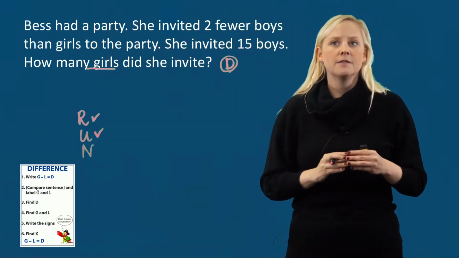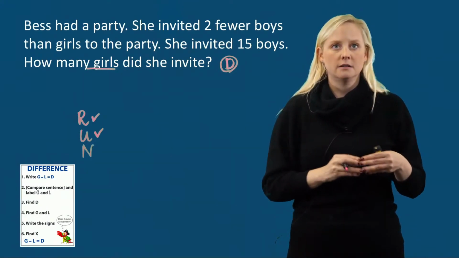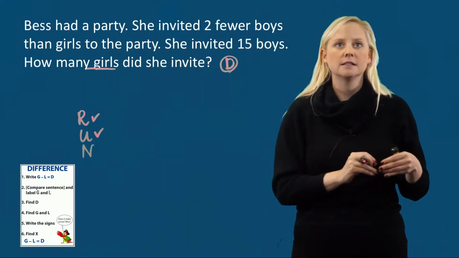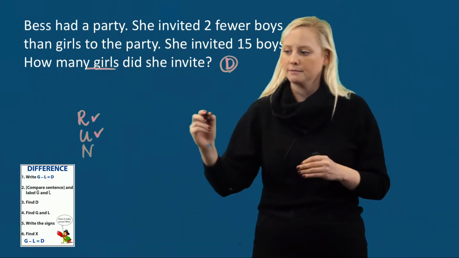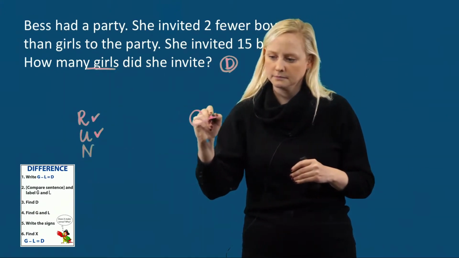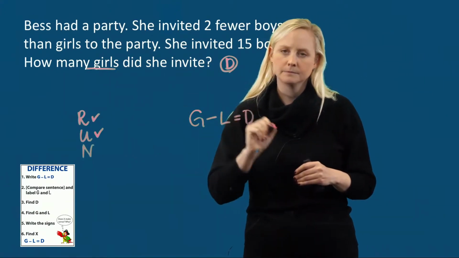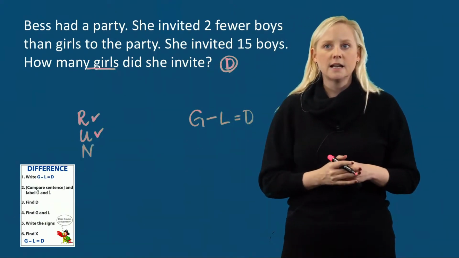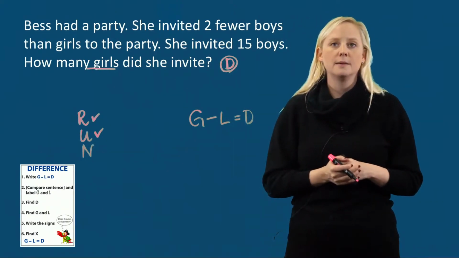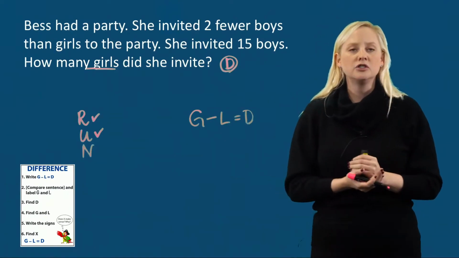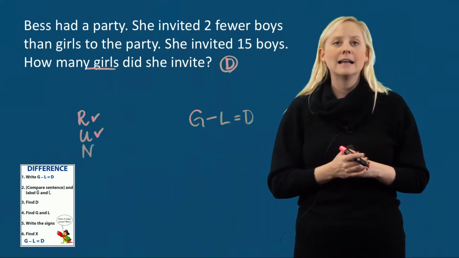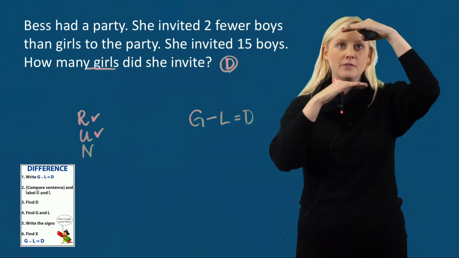My first step is write G minus L equals D. The amount that's greater minus the amount that's less is the same as the difference. Let's go ahead and do that. Our second step is to bracket the compare sentence and label G and L. We teach students that our compare word identifies that we have an amount that's greater and an amount that's less.